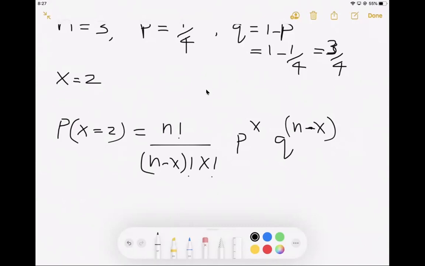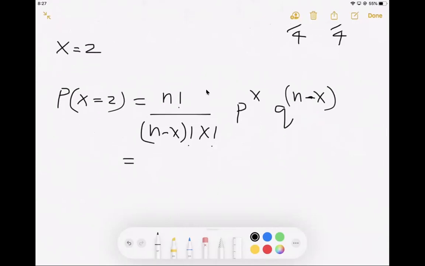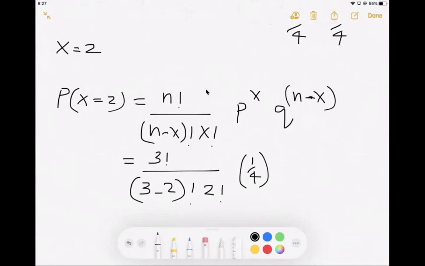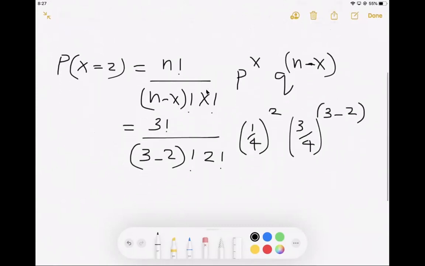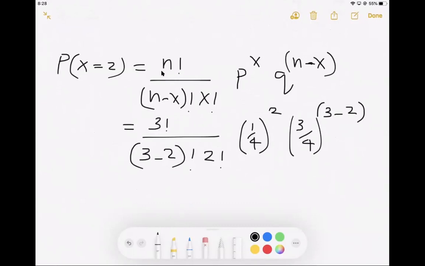Okay. Then what is n? It's 3. What is n? Again it's 3, minus what is x? 2, factorial. What is x? 2 factorial. What is p? 1/4. x is 2. q is 3/4. n is 3, minus x is 2. Okay, so this is the way of substituting values into the formula.